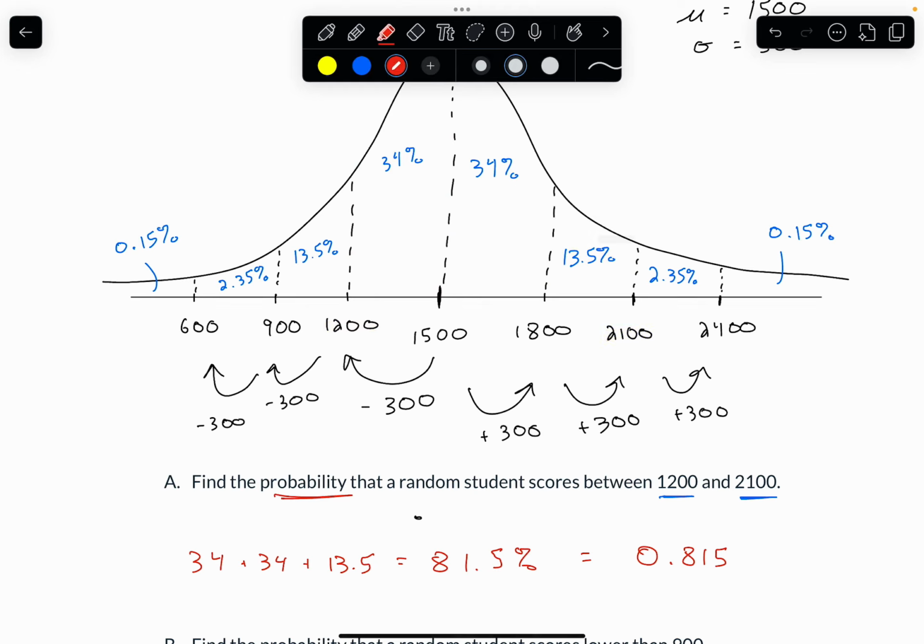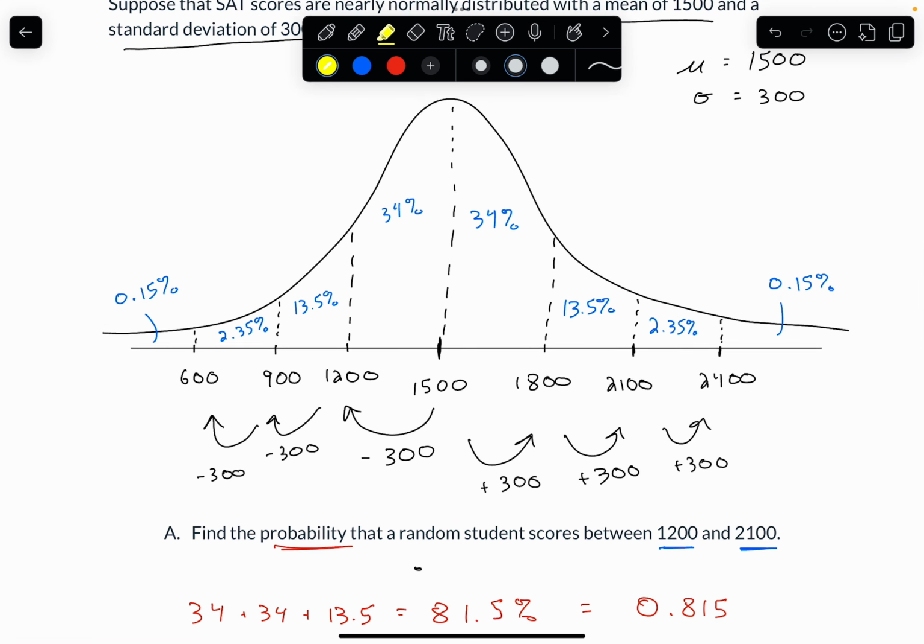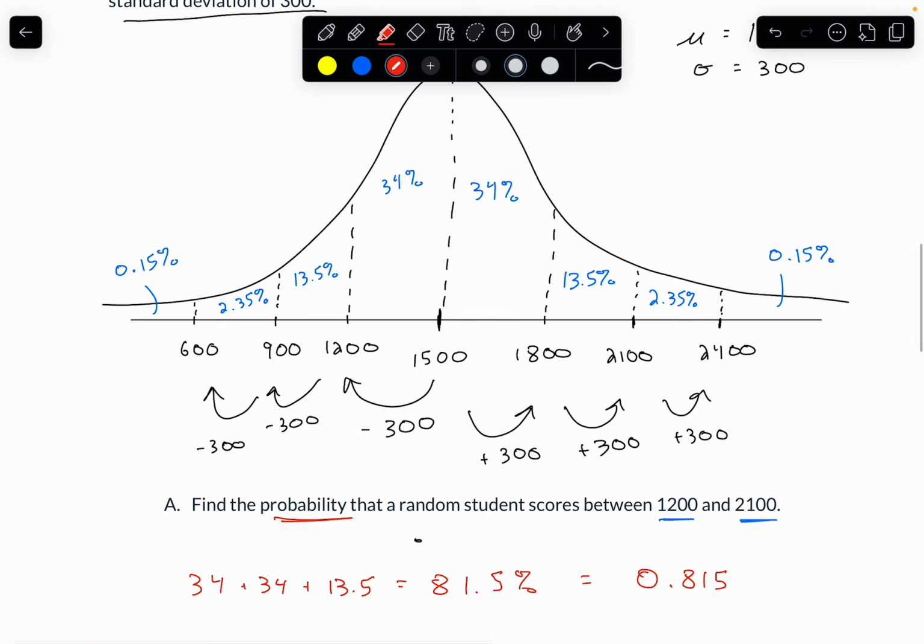So that's why this curve in this drawing is so handy, because I can look at it, I can think about what part of my curve I am talking about, and then just do a little bit of addition. Let's take a look at another problem down here.